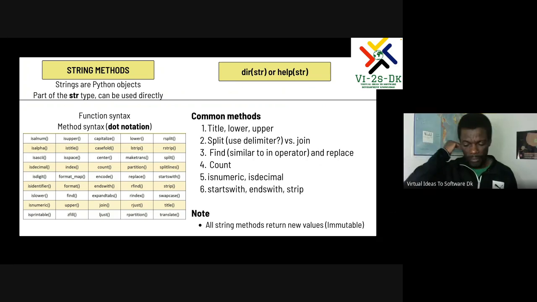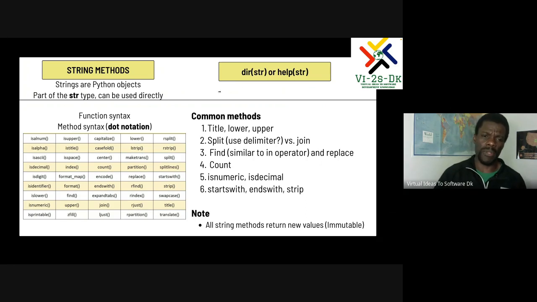Excellent. The easiest way to find out the different methods that you have for whichever data type is to use dir and put the data type in parentheses, and you should be able to get all of that. We'll look at that shortly too. Also you can use help to give you some kind of guide or explanation of what each of these functions are doing.